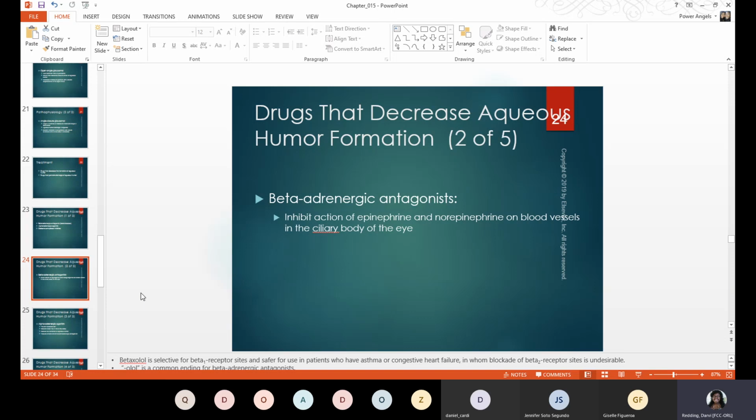Continuing to learn about more medications, you have the beta adrenergic antagonists, and these work by inhibiting the actions of epinephrine or norepinephrine on the blood vessels in the ciliary body of the eye. Now, the ciliary body is the part of the eye that connects the iris to the choroid.